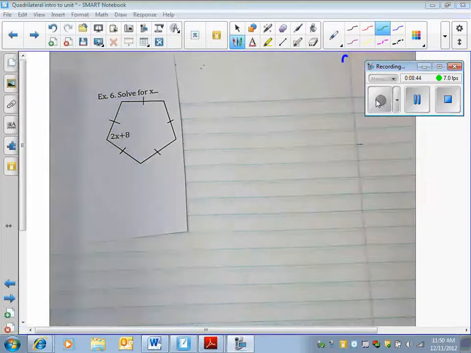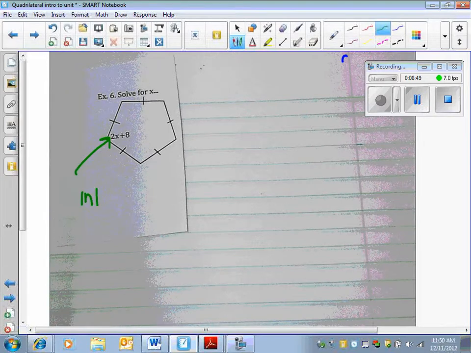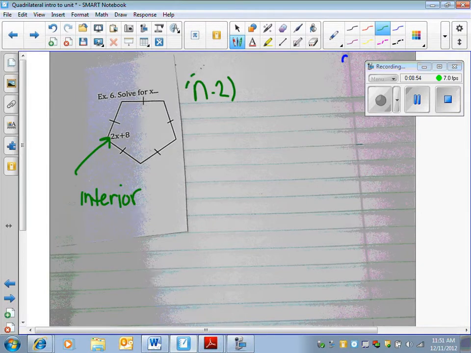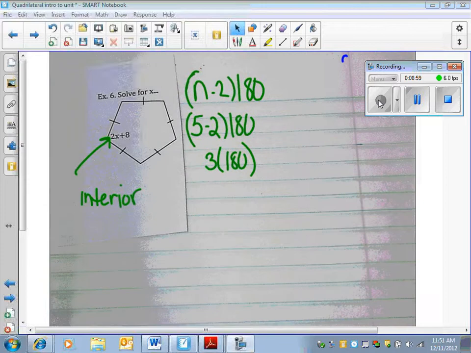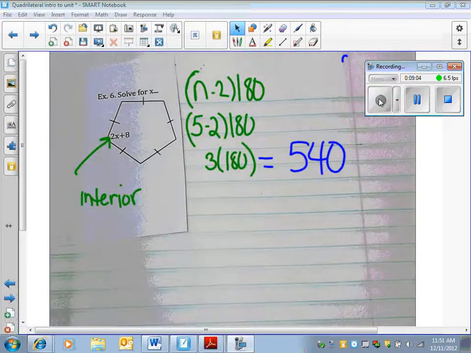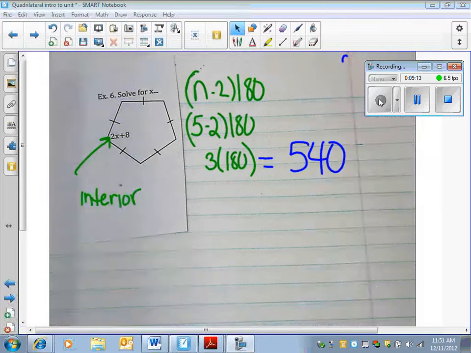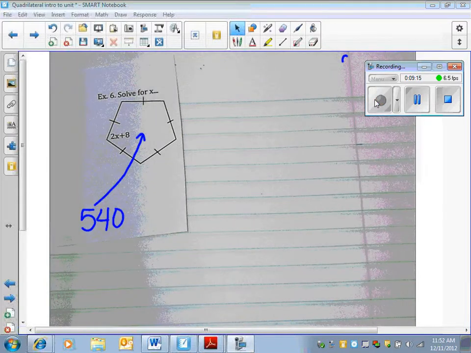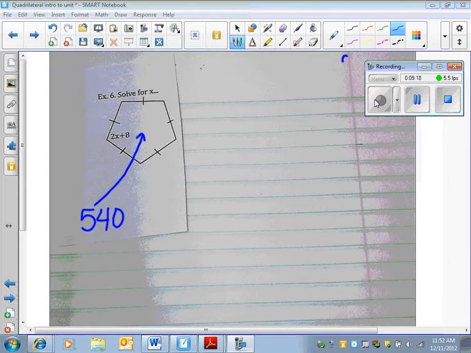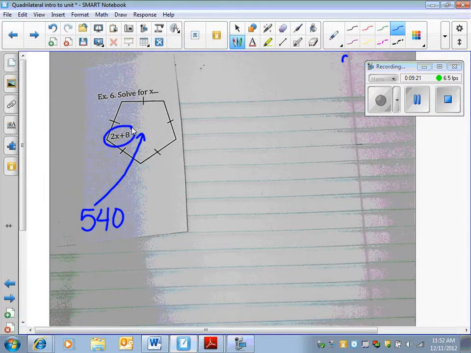Okay, let's see what this one says. Solve for x. Well, x I could see is an interior angle. So what comes to mind is my n minus 2 times 180. So I plug that in and I get 5 minus 2 is 3. 3 times 180 totals 540. So what I do know about this figure is that all the angles should add up to 540. All right. The question is, they only gave me one angle. And the one angle that they gave me is 2x plus 8.